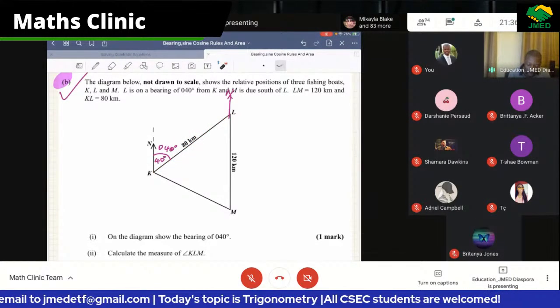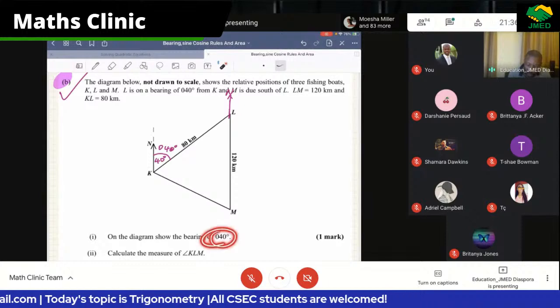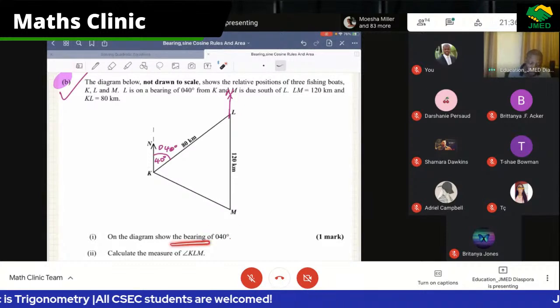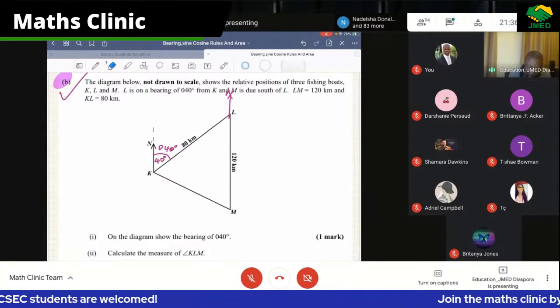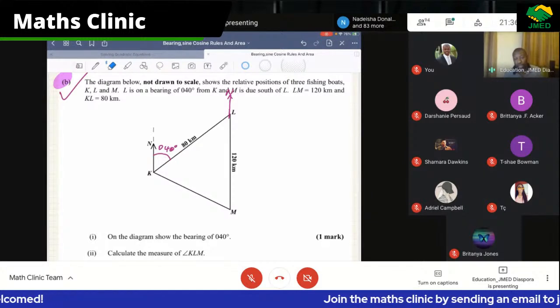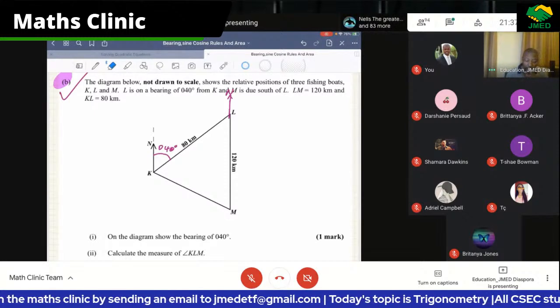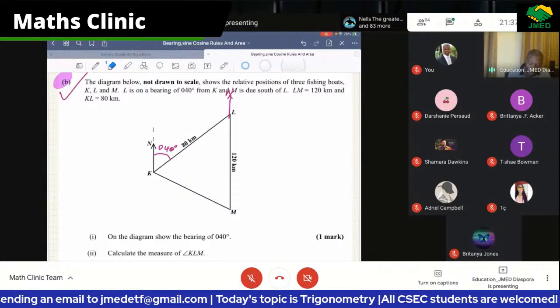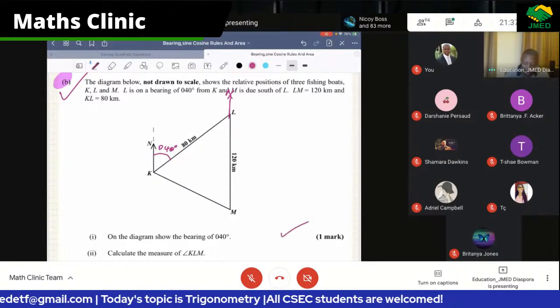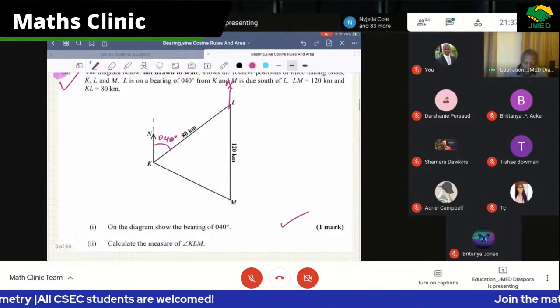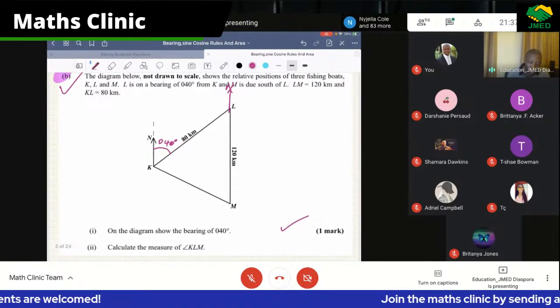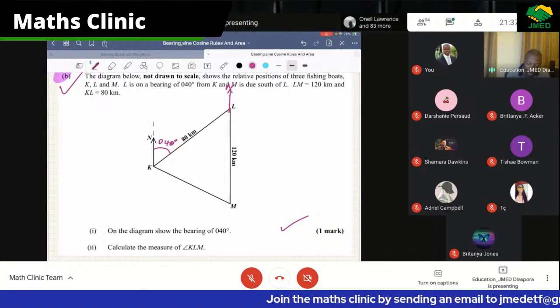It says on the diagram, show the bearing of 040. Now it asks for the bearing. So once they ask for the bearing, I can't put this angle there. So that's my bearing that they ask us for. Okay, now the second part of the question, so I've done that, I can tick that off. The second part of the question says calculate the measure of KLM. So what I want to find out is KLM. That's the angle I need to find.